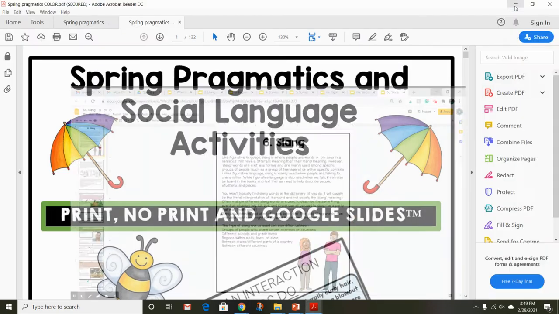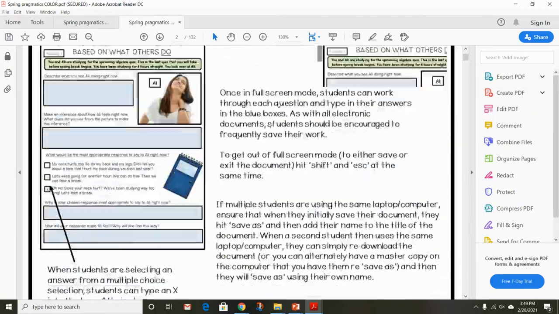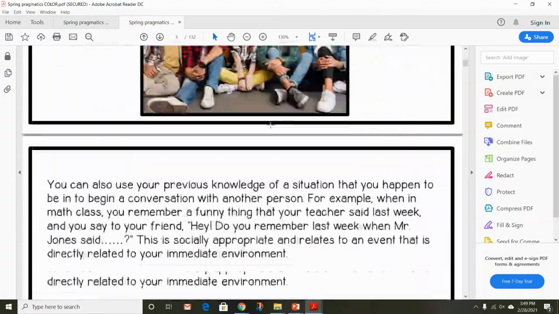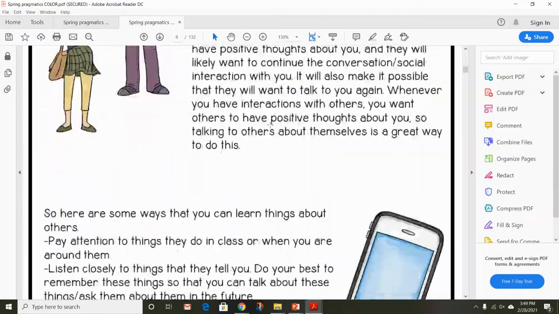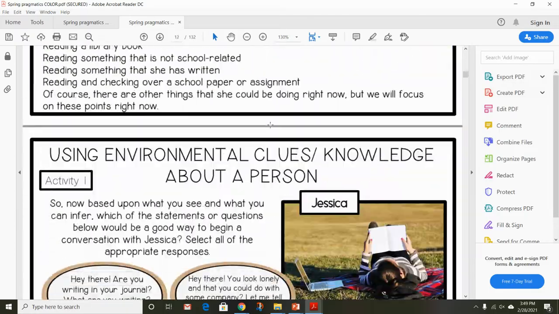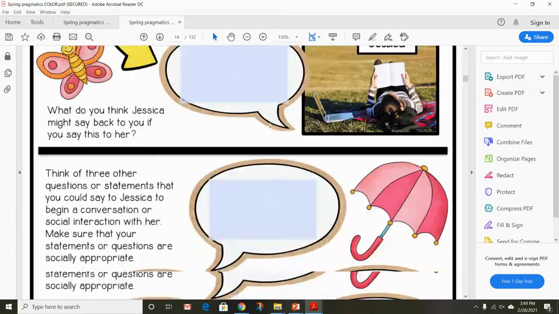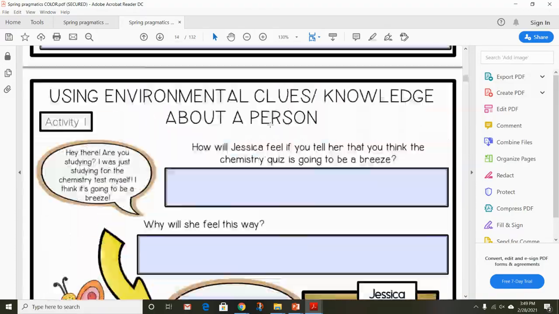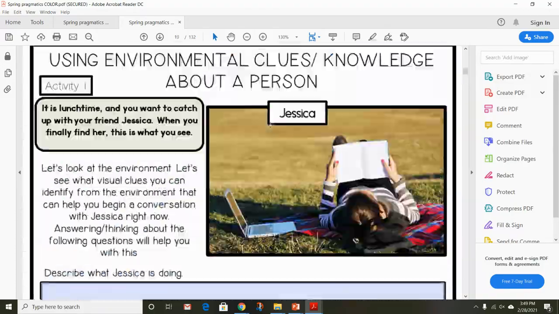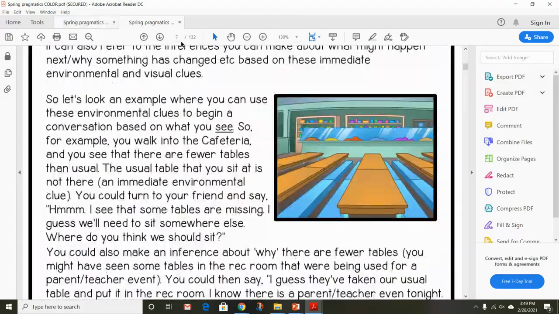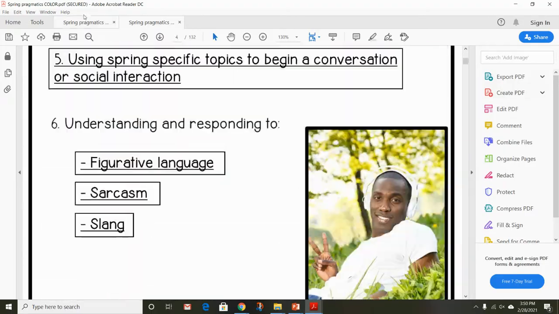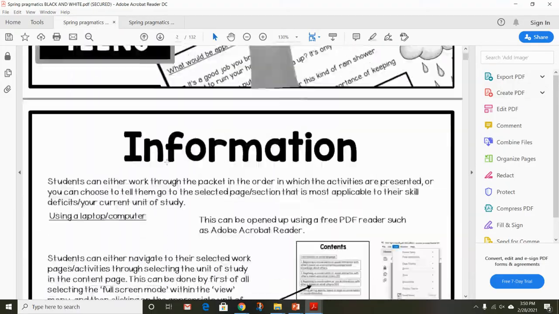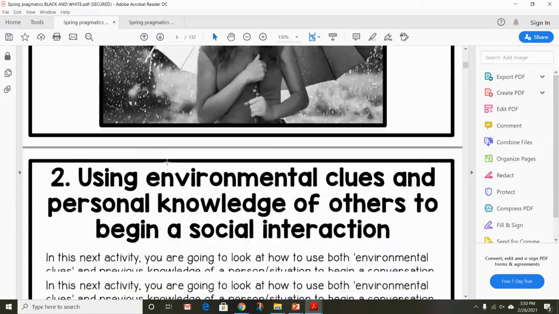I have also included in this pack an interactive PDF that can be used on devices. So all of the activities can be used offline on an iPad, but these can also be printed too. So you can use it as a printable version if you don't want to use technology. So we have the color version, and we also have it available in black and white.